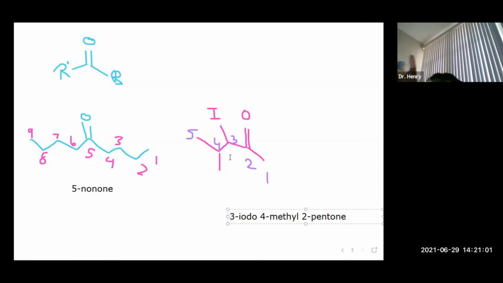No, there's only one methyl group. We put a tri there if there were 3 methyl groups. No, you want the longest carbon chain. That's 1, 2, 3, 4, 5. That's taken care of here, right? The 2 makes reference to where the double bond to the O is at, right? So on this main chain, you have this I, which is iodo, and you have the methyl coming off of it on the 4th carbon.